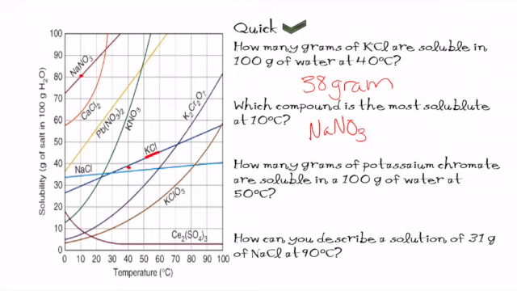How many grams of potassium chromate are soluble in 100 grams of water at 50 degrees? So we look at potassium chromate and 50 degrees. So that would be right at 30 grams. And how could you describe a solution of 31 grams of NaCl at 90 degrees? So at 90 degrees, 31 grams of NaCl, that would be an unsaturated solution.